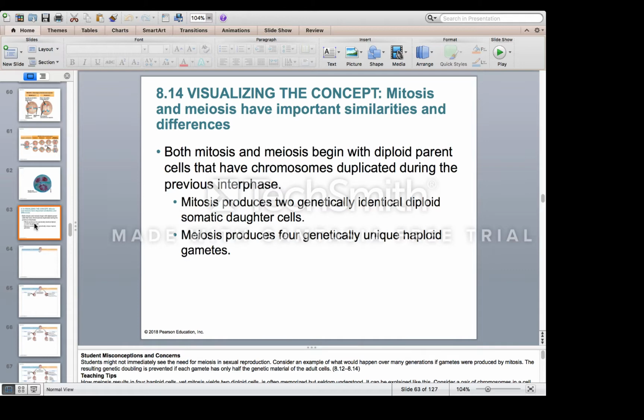Why do we call them gametes? Because they're your sex cells. They're your ovum and your sperm, right? So they're your ovum and your sperm, or your gametes.